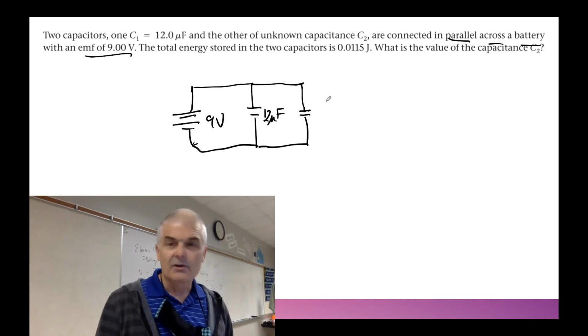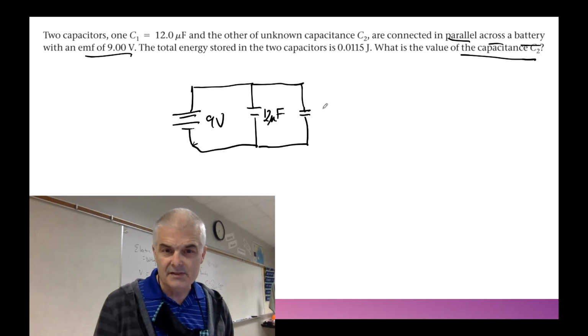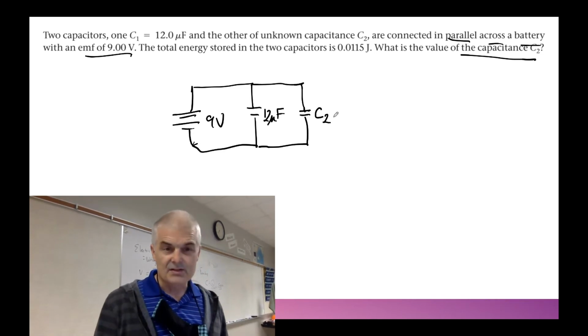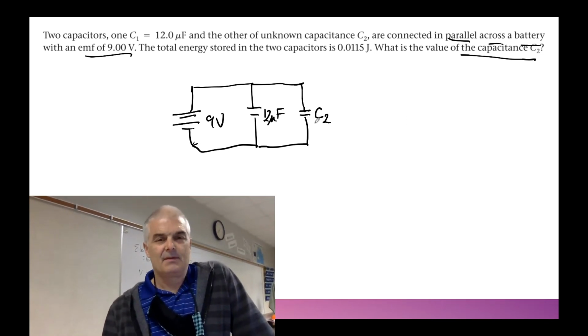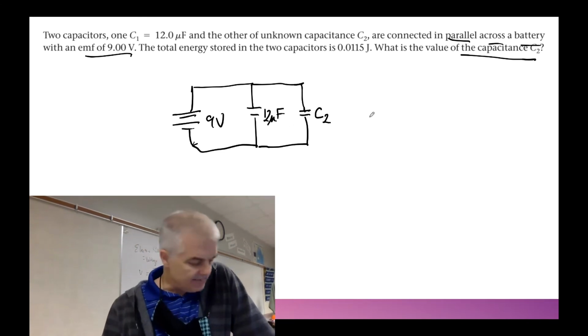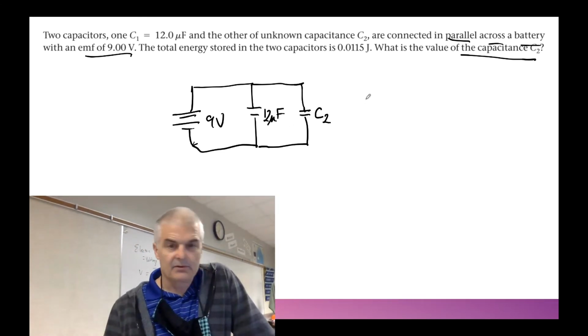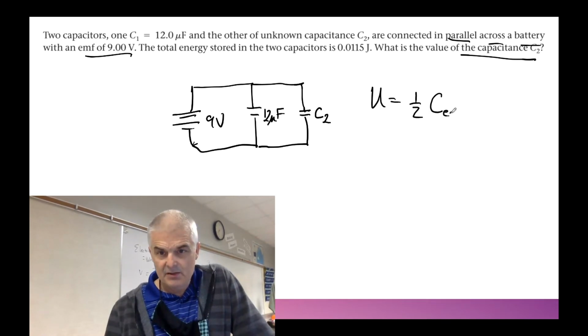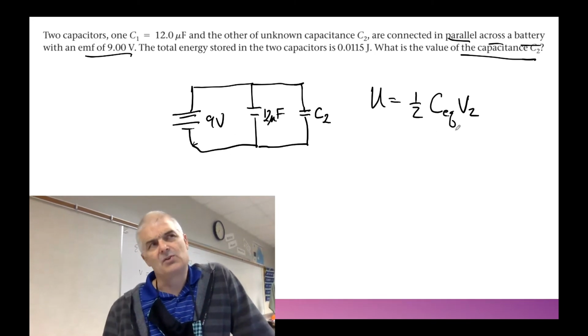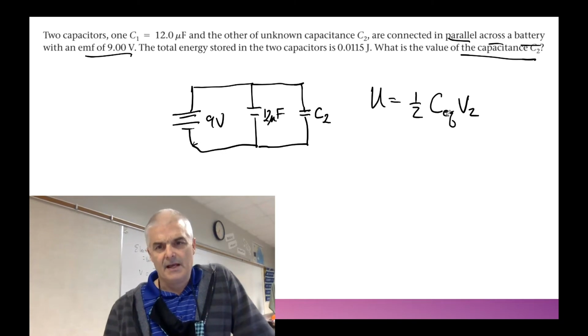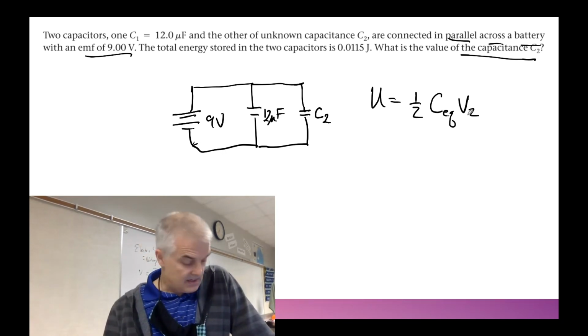Now, if you look at the question, what is the value of the capacitance of C2? We're going to call this C2. So that's the question we're trying to solve. Now, how are we going to do that? You've got 9 volts. What you have to realize is there's an equation that we learned earlier: U is equal to 1/2 C_EQ times V squared, where U is the energy, like the joules. It's like 1/2 mv squared in the physical world, and it's going to be 1/2 times the capacitance times V squared.